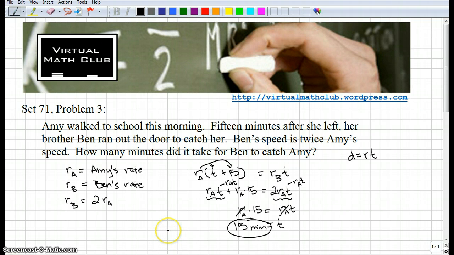And if he's traveling at twice the speed, and he's covering twice the distance that Amy does for every minute, then he's got to make up 15 minutes worth of her distance during that time. So it makes sense. So that's the answer. 15 minutes.